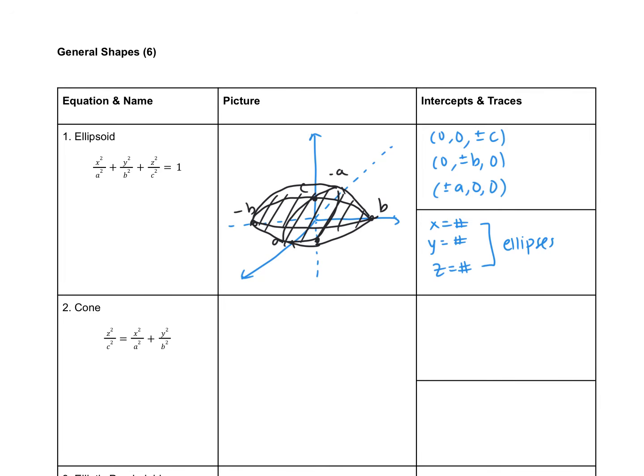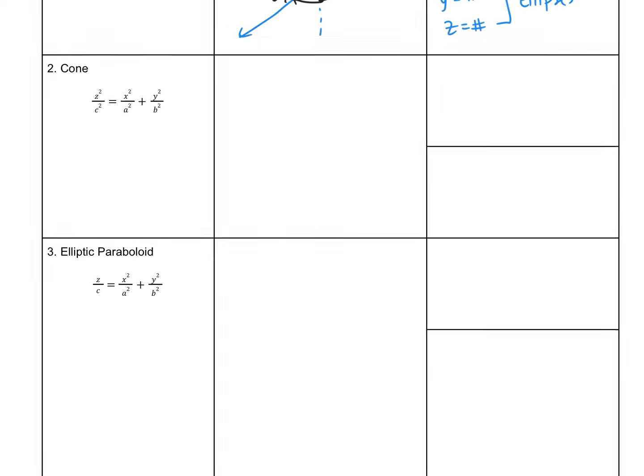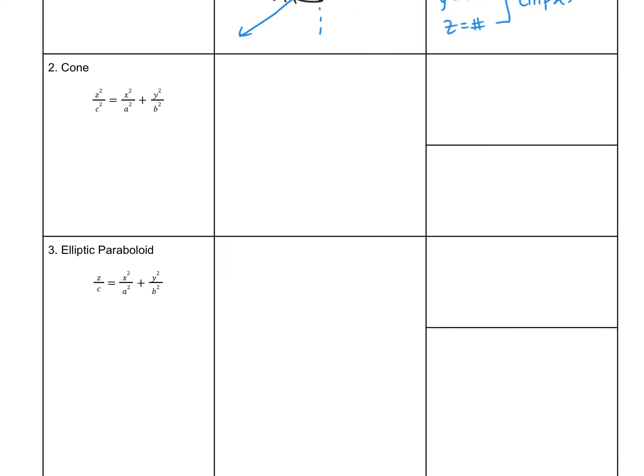Let's talk about the next one. Next one is a cone. Okay, in the equation that I have written, we have z squared over c squared is equal to x squared over a squared plus y squared over b squared. This is not always going to be z. That could be x or it could be y. But what that tells us is our axis, the axis that the cone is going along.